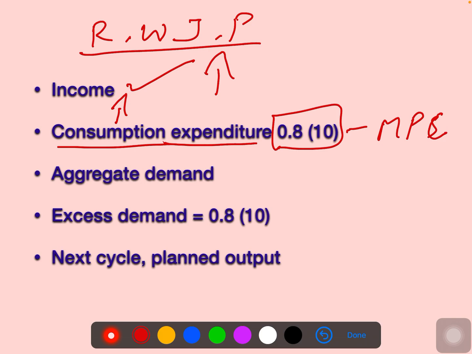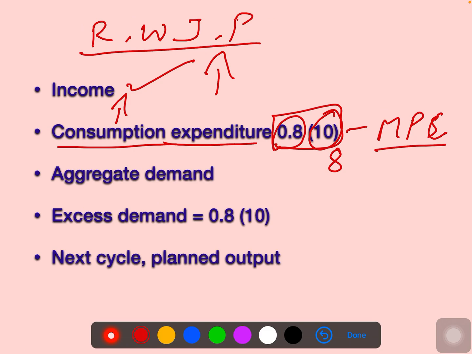Marginal propensity to consume. That means if 10 rupees of income is increasing, out of that how much money I'm spending. So out of that I'm spending 8 rupees. So percentage-wise, if I'm going to spend 0.8 of the money, that's called MPC, marginal propensity to consume. Out of 10 I'm spending 8, so the MPC will be 0.8.